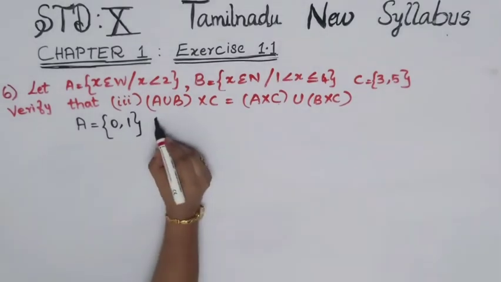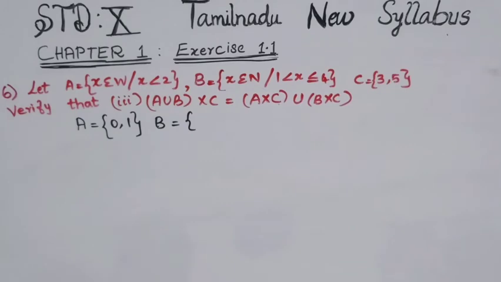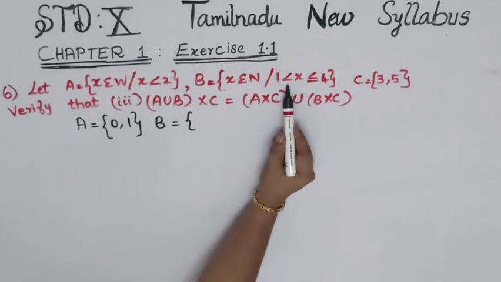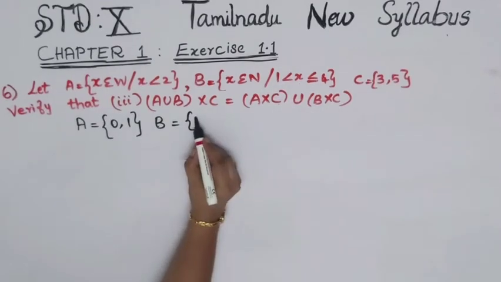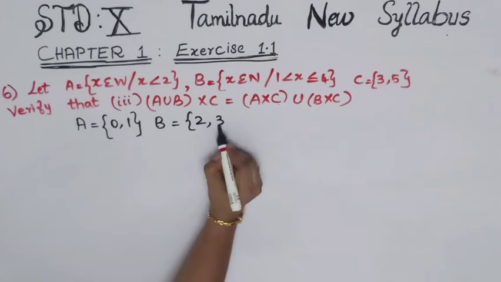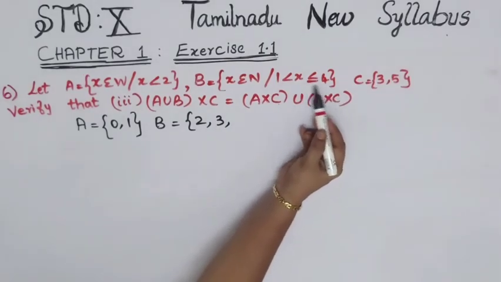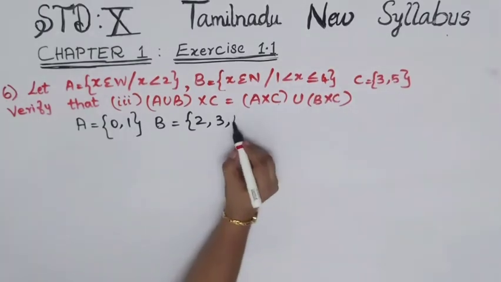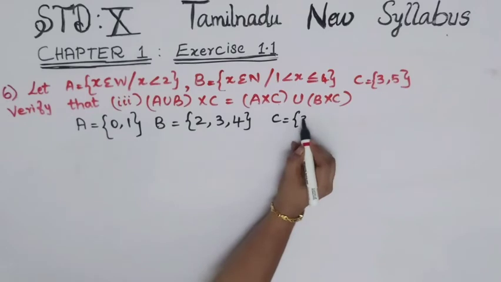Then B is equal to, they have started with natural numbers. Natural numbers start with 1. But here, according to the condition, it is not included, because only the less than part is given, the equal to part is not there. So 1 should not be there. So we will start from 2, 3 and 4. Here it is x is less than or equal to 4, so the equal to symbol is there, so you can write that 4 is included. Then C is equal to {3, 5}.